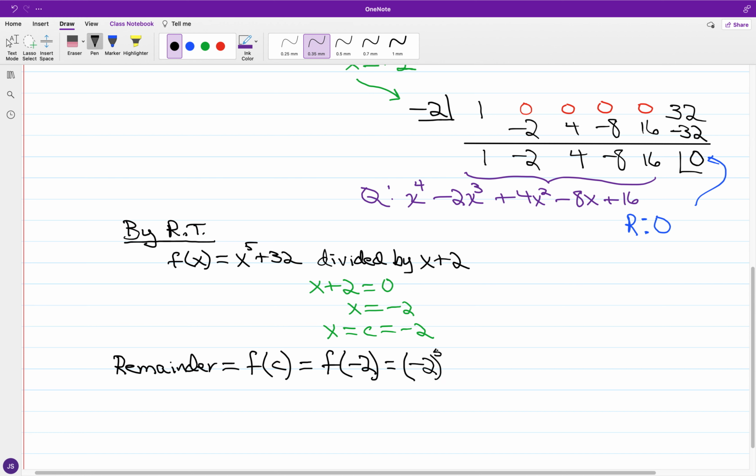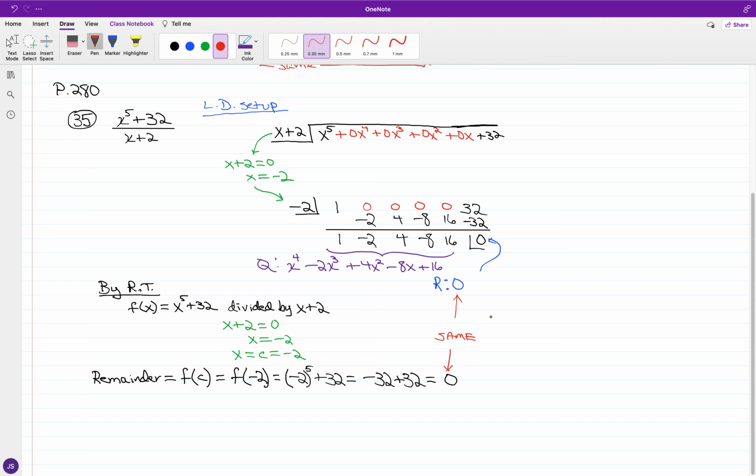in the dividend. Okay, so you have negative 2 to the 5th plus 32. Negative 2 to the 5th is going to be negative 32. And again, adding 32. So we have additive inverses to cancel out. And if you notice, once again, we have the remainder with the synthetic division approach. We landed at 0. Also with the remainder theorem, we had the same result. The remainder is still 0.